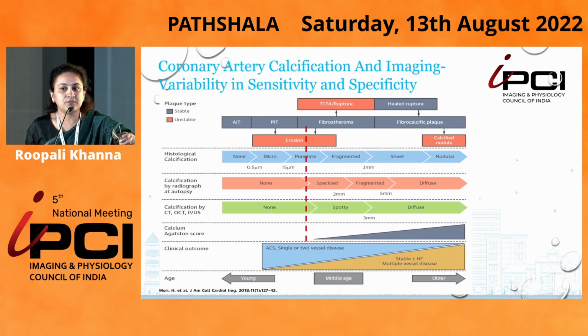So when it becomes imaging significant, if we have a spotty calcification or they develop a sheet or nodular formation, we can easily assess by OCT, or if it is very diffuse, we can see it by IVUS. And why it becomes important: as the calcified lesions become more diffuse, they become stable CAD, except a erupted calcified nodule, which may present as ACS.